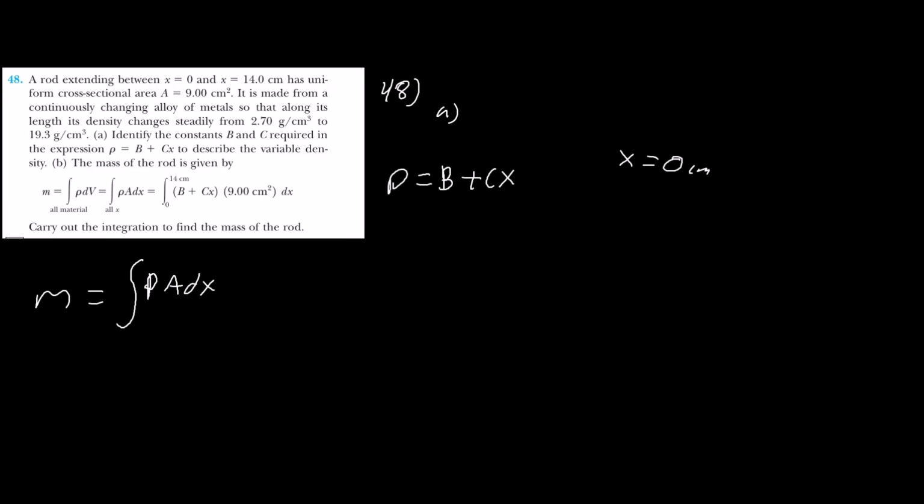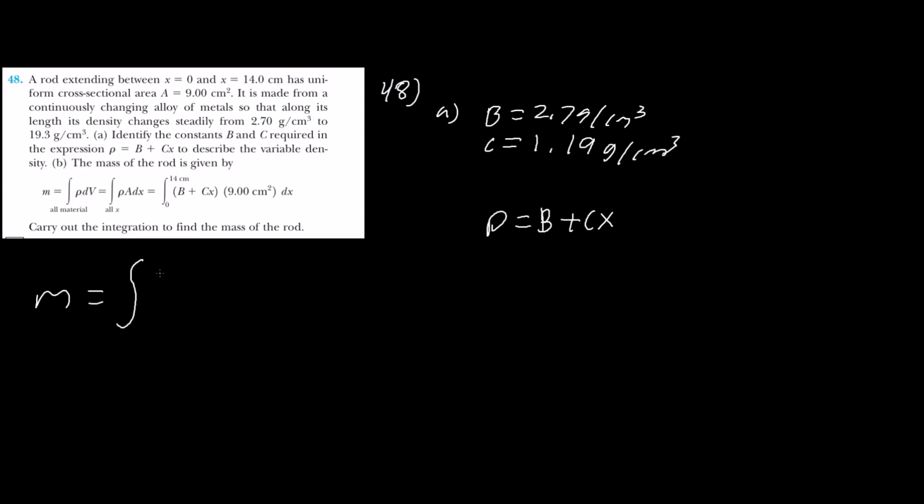So once you find your constants, folks, your B is going to be 2.7 grams per centimeter cubed, and your C value is going to be 1.18, or I guess I'm going to round up in this case, grams per centimeter cubed. So those are your constants. Now let's replace this with this formula. So now you have the density formula times dx from 0 centimeters to 14 centimeters. And now all we have to do is carry out the integral.